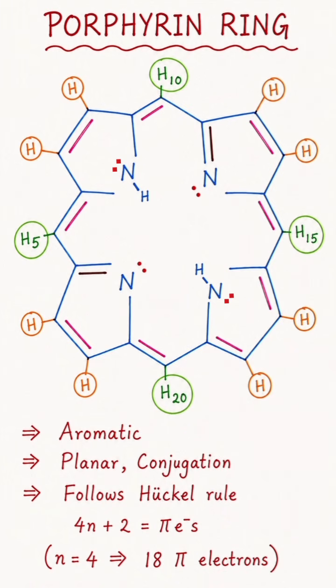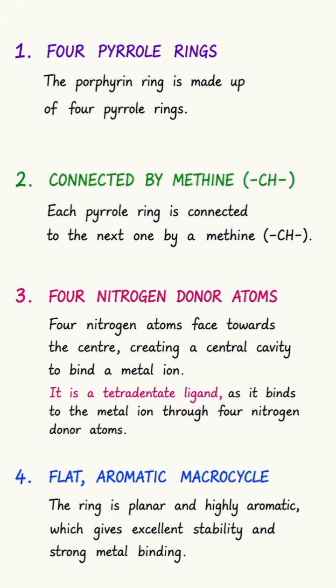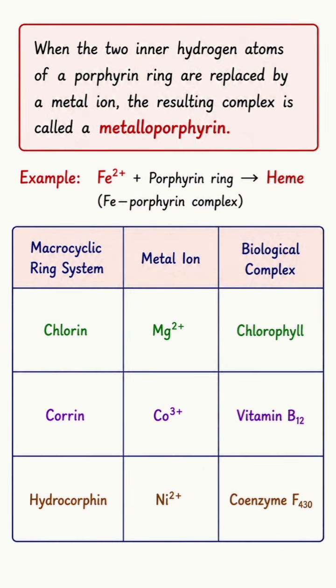So just remember these four points. It has four pyrrole rings, four meso carbon bridges, four nitrogen donor atoms at the center, and a flat aromatic ring that can strongly bind metal ions. This unique structure is the reason why the porphyrin ring plays such an important role in bioinorganic chemistry. There are also other important ligands like corrin, chlorin, and hydrocarbon, which we'll be reading later.